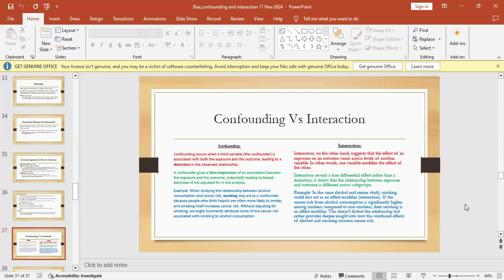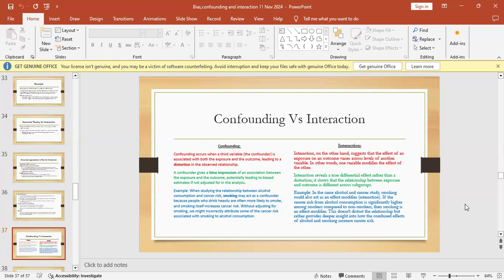Now, the difference between confounding and interaction. Confounding occurs when a third variable is associated with both the exposure and outcome, leading to a distortion in the observed relationship. While the interaction, on the other hand, suggests that the effect of an exposure on an outcome varies across levels of another variable. In other words, one variable modifies the effect of the other.